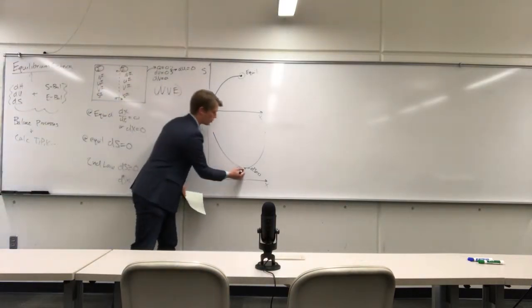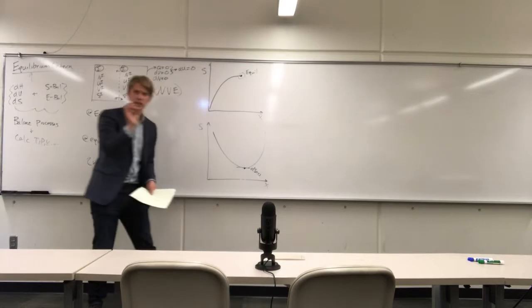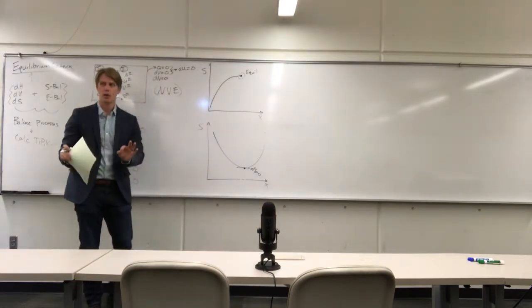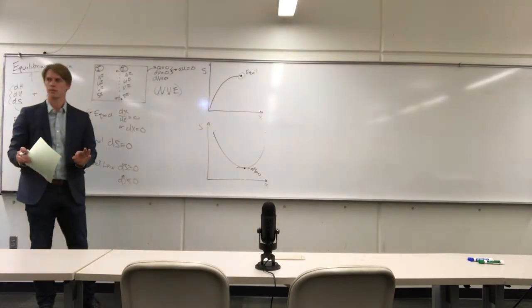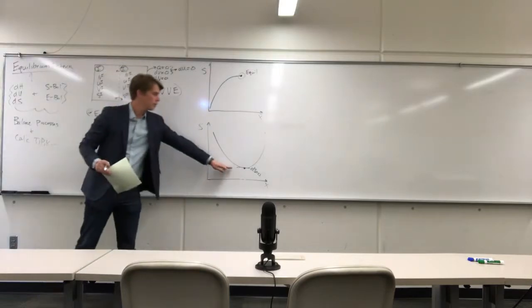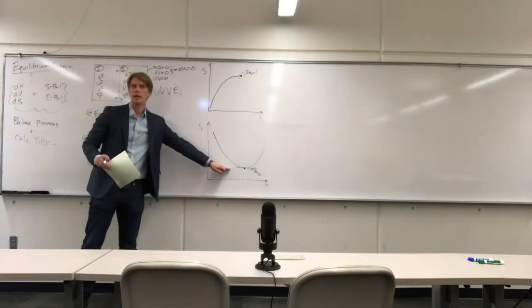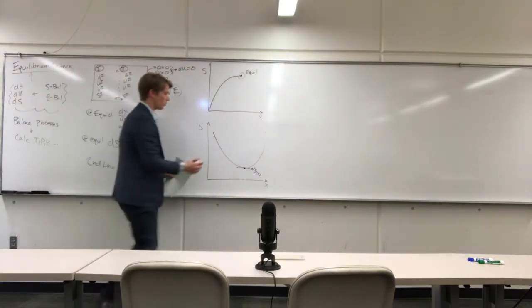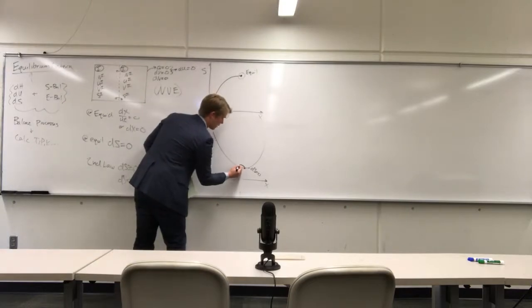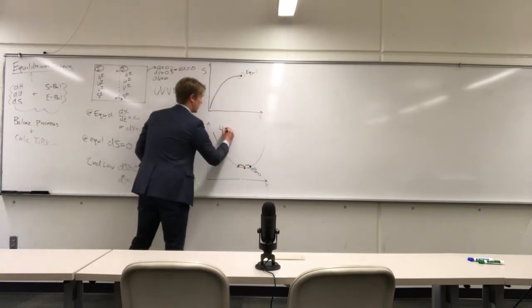So if I started off right here and I had any insignificant change of any property in any direction of the system, what must happen to the entropy? It must increase, right? So this is an unstable system. So if I go this way, the entropy increases. If I go this way, the entropy increases. So this is unstable.